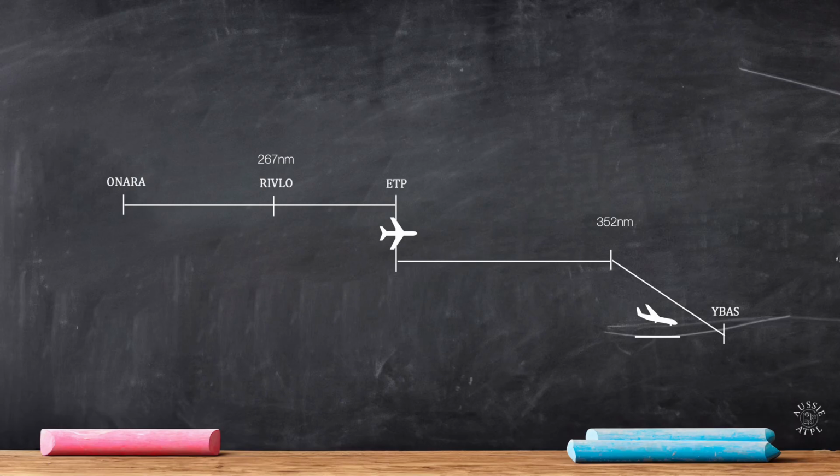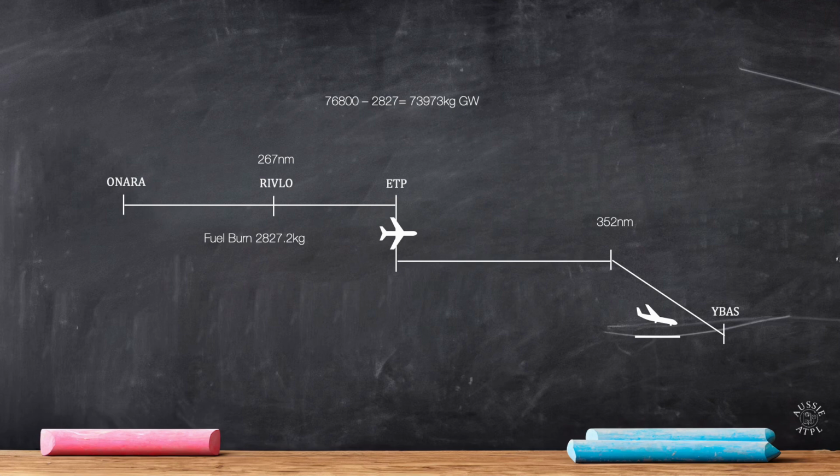But since we now found our fuel burn from Onara to our equal time point, we can enter that one in now. So we've got a fuel burn. To get our gross weight at our equal time point, obviously we take our gross weight to start at Onara, take away our fuel burn, and that'll give us a gross weight overhead our equal time point of 73,973.